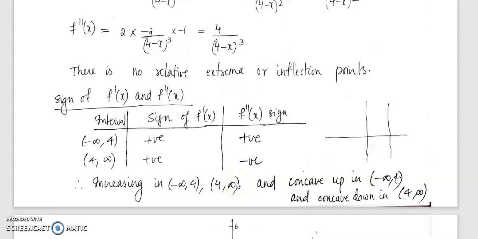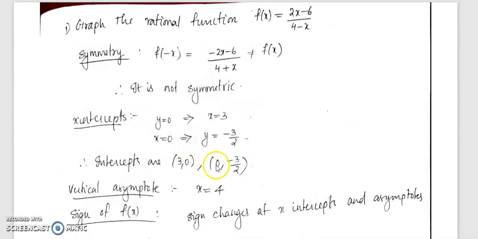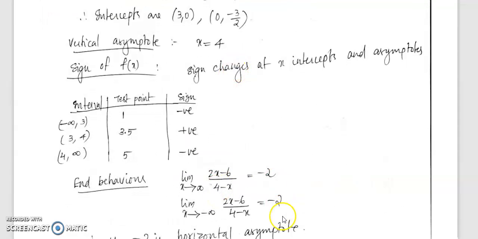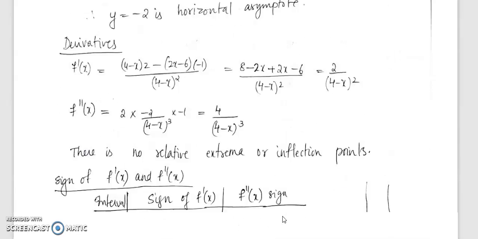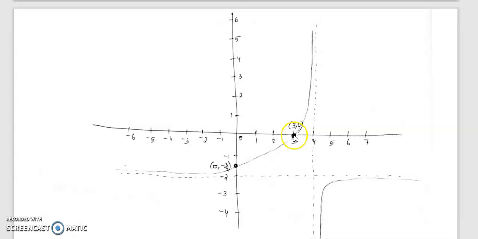So let us now plot the graph. First draw the intercepts. There are two intercepts, then there are asymptotes. Sketch the two asymptotes first. So these will be the intercepts, (3, 0) and (0, minus 3 by 2). Then asymptotes are x equal to 4 and y equal to minus 2. So I have sketched the intercepts and the two asymptotes.